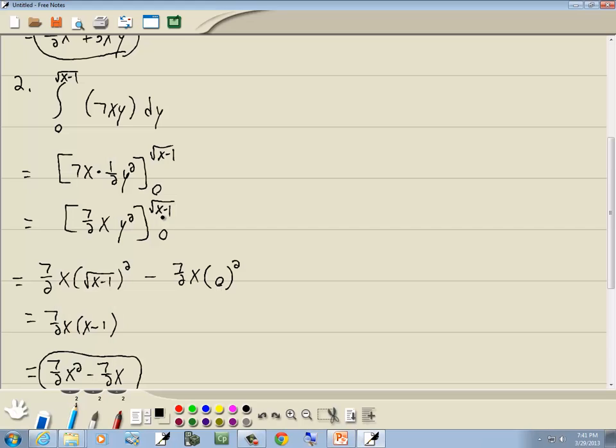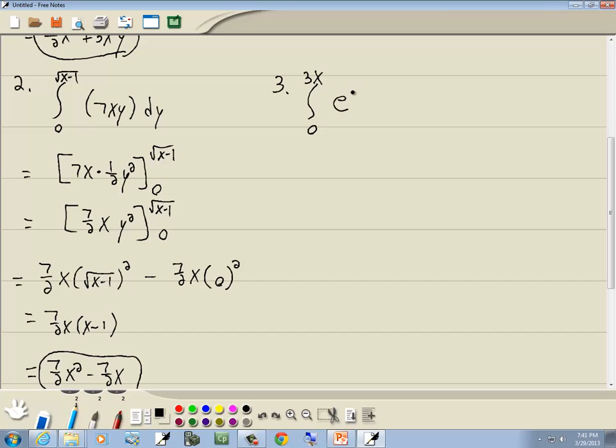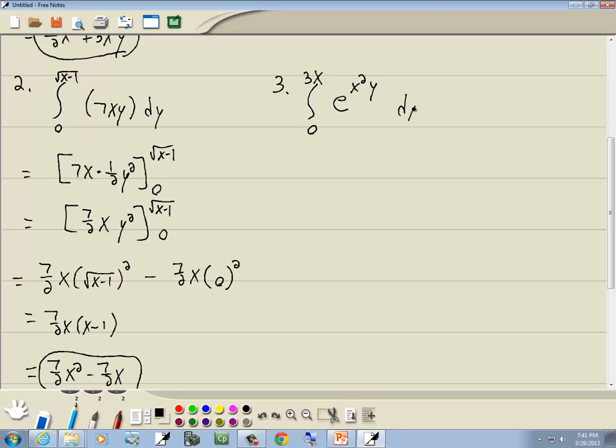Let me work this one. So I got 0 to 3x, e to the x squared y, dy. Now again, we're integrating with respect to y, so the x squared part is like a constant, same as if you had a number there.